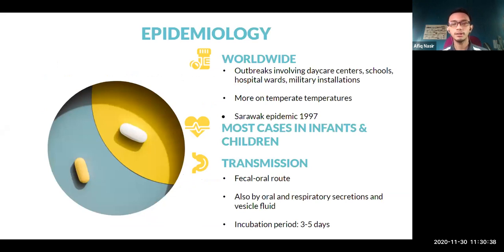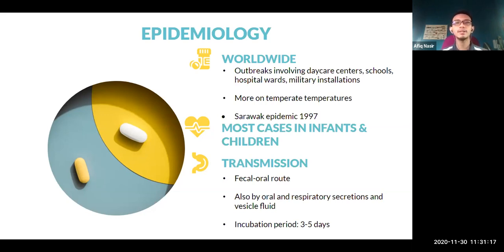Next, we move on to the epidemiology of hand, foot, and mouth disease. Actually, this disease can happen worldwide, and it can cause outbreaks in crowded places, such as daycare centers, which is the most common place to get hand, foot, and mouth disease, and also schools, hospital wards, and military installations. This disease can happen in temperate regions, such as in our country, and also in the western part of the world.